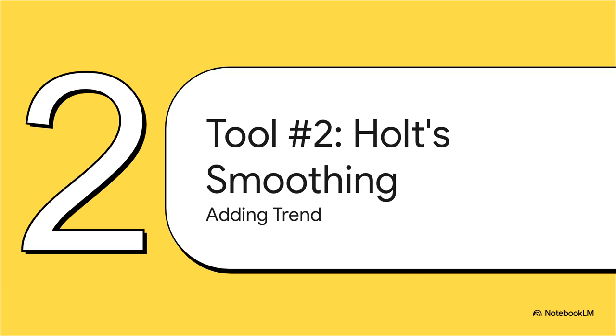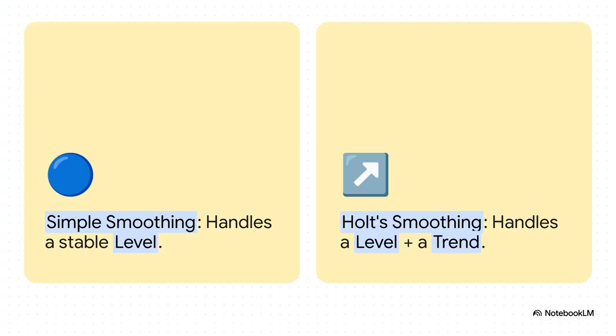But what happens when the data isn't flat? What if it's clearly going somewhere? For that, we need to upgrade our toolkit. So let's meet our second tool, Holt's Exponential Smoothing. This one is built to handle trends. The difference here is pretty straightforward. Simple smoothing could only see a stable level, but Holt's method adds a second really powerful feature. It can also see a trend. So now we can forecast a baseline that is itself moving up or down over time.